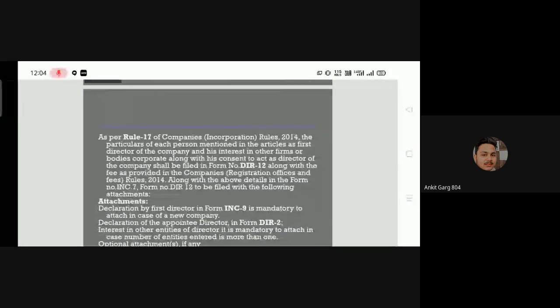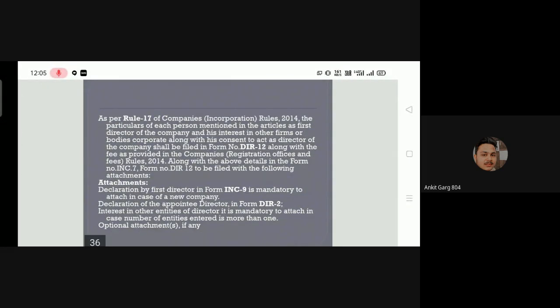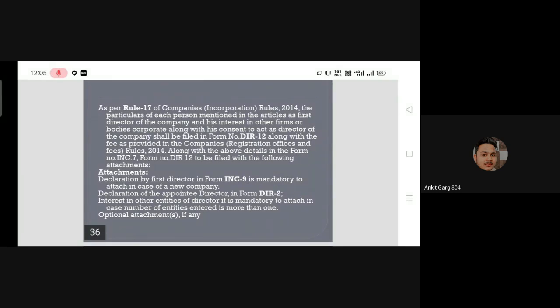As per Rule 17 of the Companies Rules 2014, the particulars of each person mentioned in the articles as first director of the company and his interest in other firms or bodies corporate, along with his consent to act as director of the company, shall be filed in form number DIR 12 along with the fee as provided in the Companies (Registration Offices and Fees) Rules 2014, along with the above details in form number INC 7. Form number DIR 12 is to be filed with the following attachments.